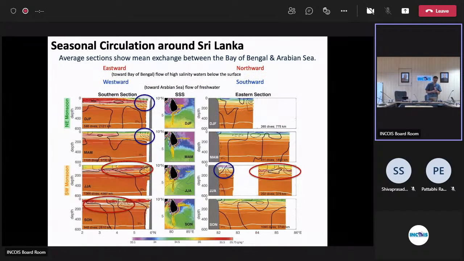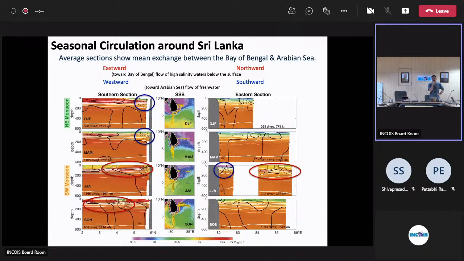So one nice thing about having a lot of sections like this is that we can make averages, and we can start to make very sensible averages over different periods. I'll say that for the southern section because we have enough sections to start to do averages. The eastern section is a little shakier for some of these periods. The averages for the intermonsoons are good. For the monsoon periods, less good because there are fewer sections, often only one going into the quote-unquote average.